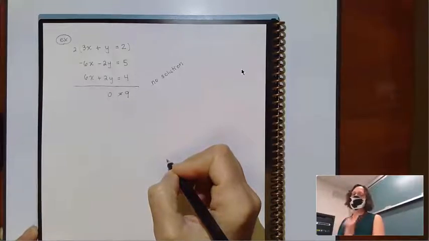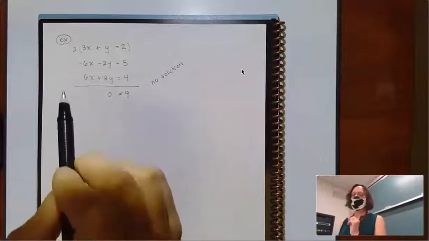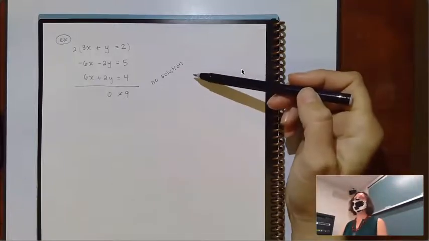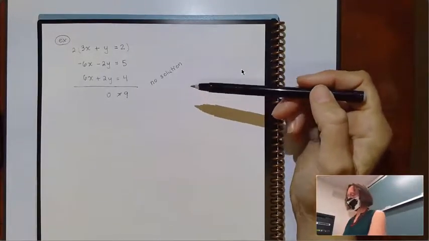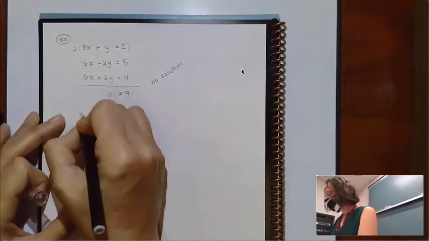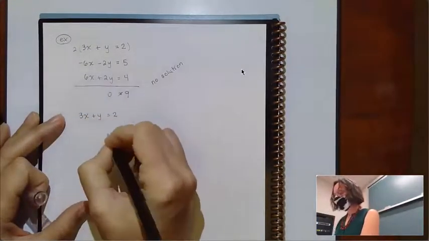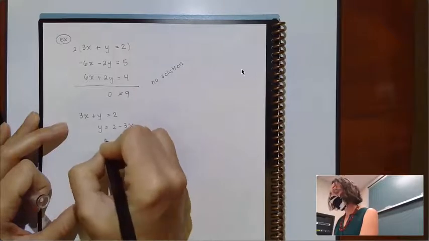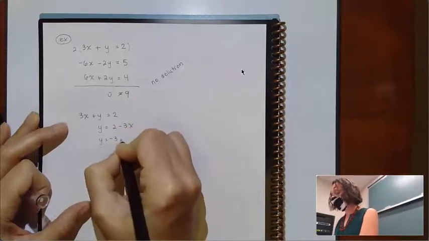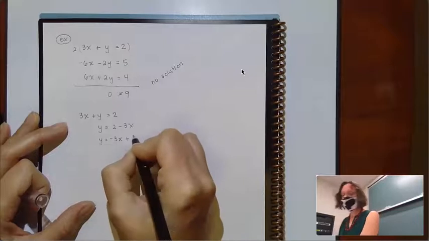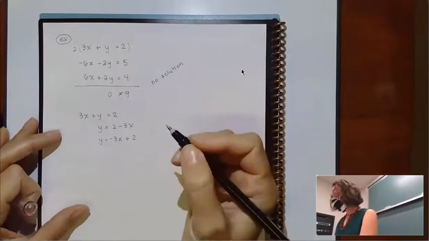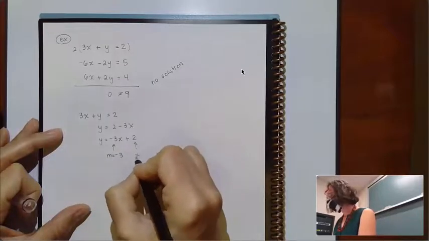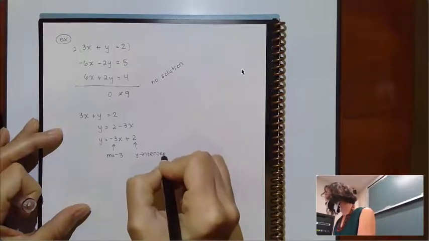I really did myself a disservice on these two equations, but I want to talk about what that no solution means graphically. So one of my equations was 3x plus y equals 2. And if I rearrange that, that says y is equal to 2 minus 3x, or I'm going to put that into our mx plus b formula. Just as a refresher, that means that my slope is negative 3, and the y-intercept is positive 2.